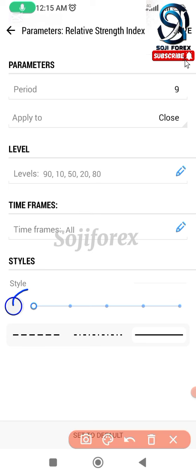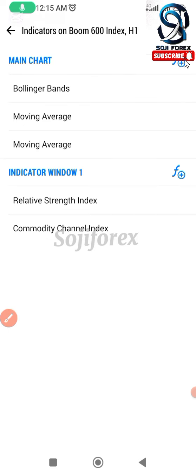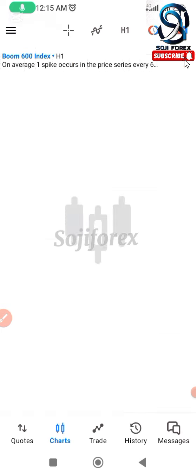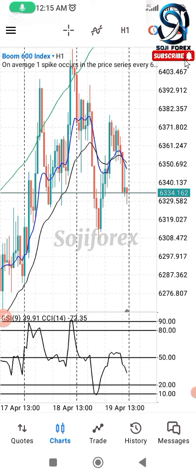But the color, which is this, you change it to the color of the background of your chart. So if your chart background is black, you kindly change that color to black. Then we have our Commodity Channel Index. It is the default setting of the Commodity Channel Index. So if you have done all of that correctly, your trading chart will be looking exactly like mine.